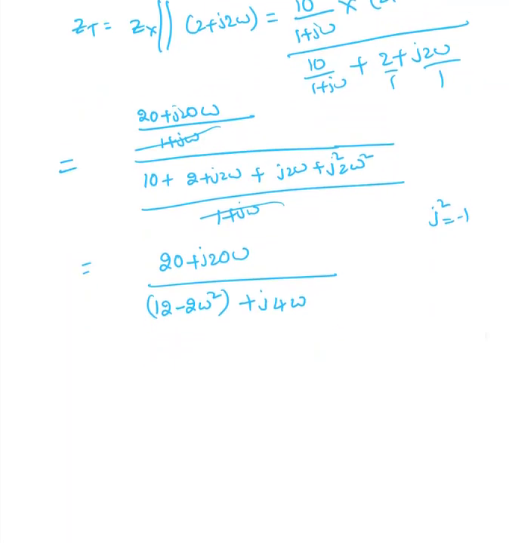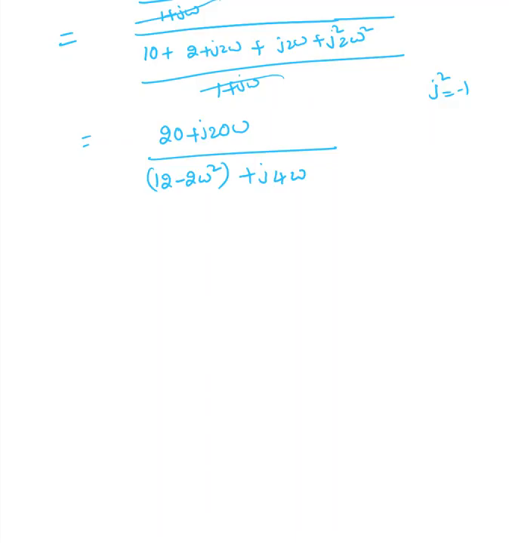Now a little bit difficult part here. To separate the real term and imaginary term, you must eliminate the j part in the denominator. So to eliminate the j part in the denominator, I'm going to multiply this with the complex conjugate of the denominator. So I have 20 plus j20 omega. It looks like w, but it's not w, it's omega. We call that angular frequency. 12 minus 2 omega square plus j4 omega.